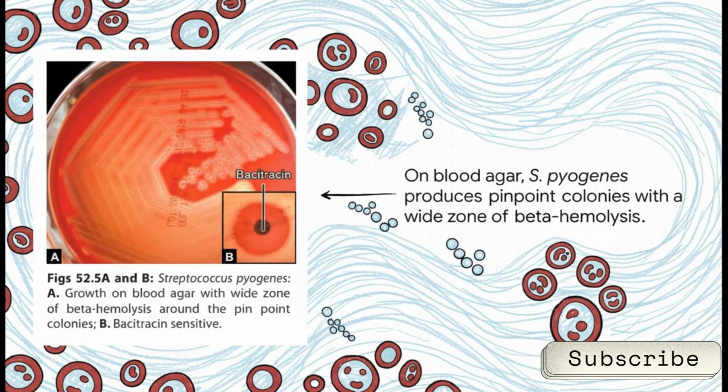Next up is the culture. On blood agar, S. pyogenes is a beta-hemolytic strep. What does that mean? It means it completely blows up the red blood cells in the agar, creating this wide, clear zone of hemolysis all around its tiny pinpoint colonies. This look is highly characteristic.